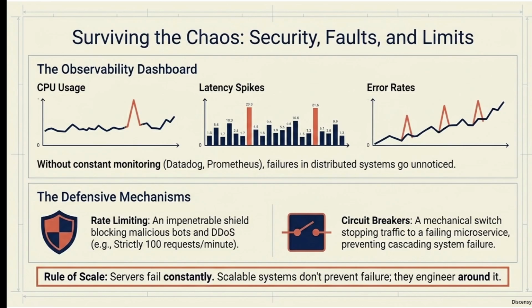Then, the defensive mechanisms. The first one, rate limiting: an impenetrable shield blocking malicious bots and DDoS. Example, strictly 100 requests per minute. And then the circuit breakers: a mechanical switch, stopping traffic to a failing microservice, preventing cascading system failure.